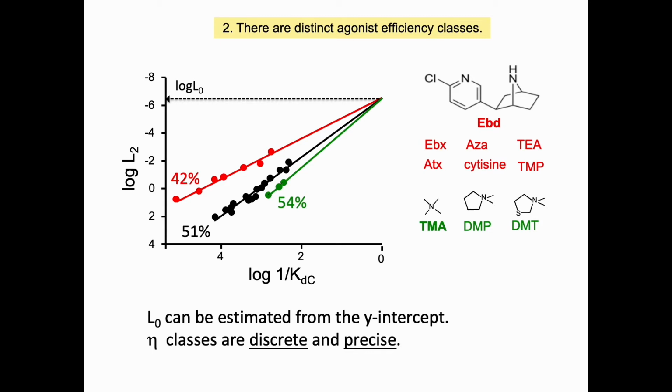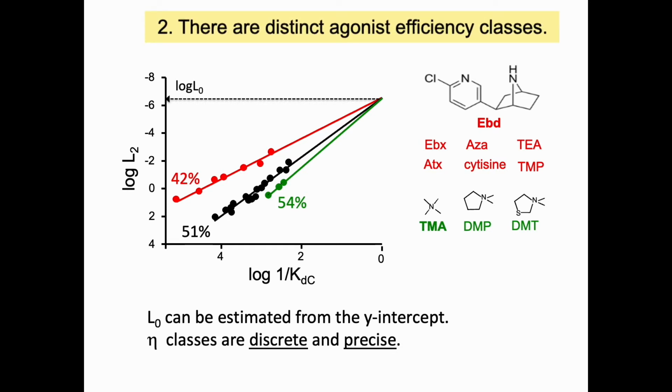And the second thing to point out is these 3 lines were fitted independently to a straight line for the efficiency plot equation, and they all gave the same y-intercept. And that gave the same log L0 as you would expect for this receptor at minus 70 millivolts, which is when these experiments were done. So there are distinct efficiency classes. There are multiple distinct efficiency classes. That's the second pattern of the 3 I want to point out.